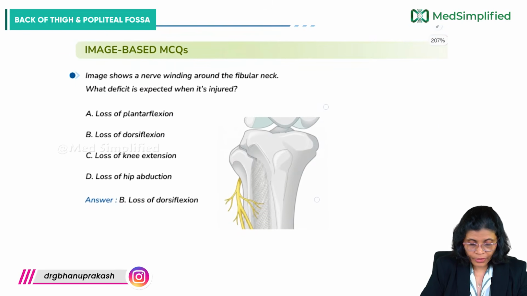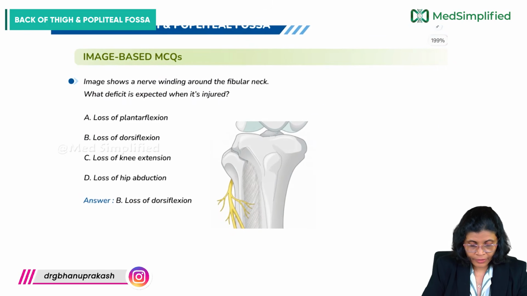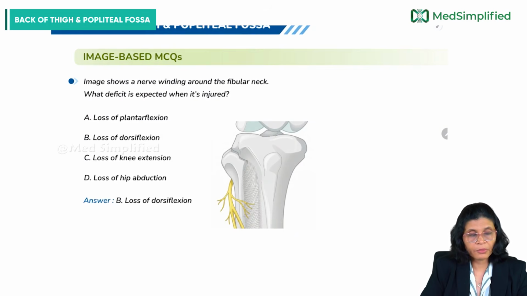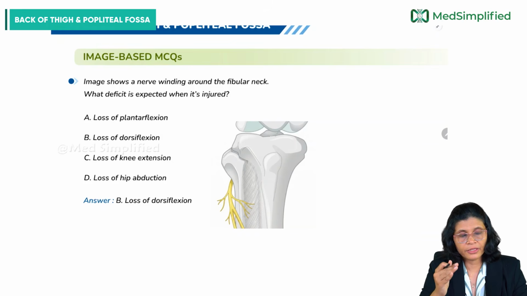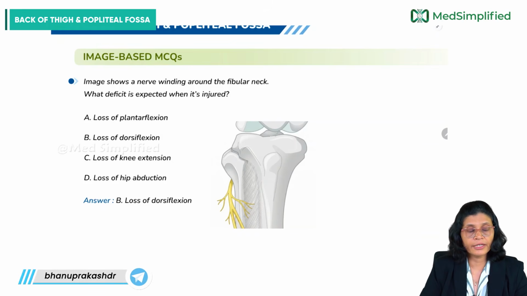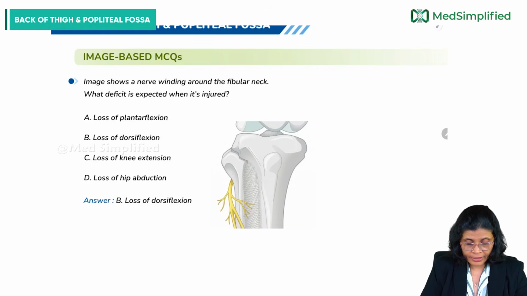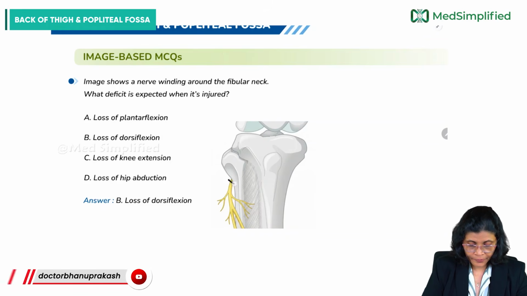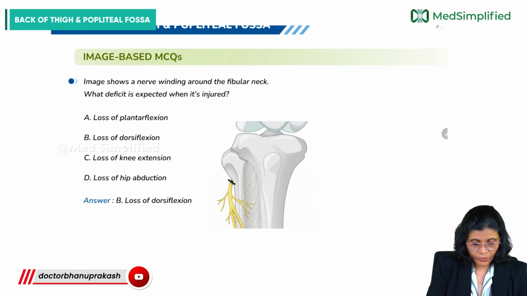The image shows a nerve winding around the fibular neck. What deficit is expected when it is injured? So, around the fibular neck. We saw that in the popliteal fossa, the tibial nerve runs vertically downwards, whereas the common peroneal nerve goes laterally. It winds around the fibular neck before it divides into its two divisions, superficial and deep. Usually when it is injured, it causes loss of dorsiflexion.